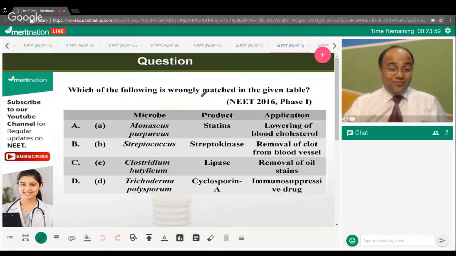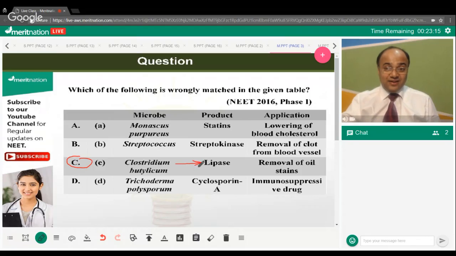That was pretty easy. Which of the following is wrongly matched in the given table? Can any one of you guess this for me? Which out of the four has been wrongly matched? Let's make it quick. Okay, Sisher, Akanksha, Sandhya, Sanjana, Rashi, the option which is wrongly matched in this case is definitely option C. Clostridium botulinum does not lead to the production of lipase. So this is the wrong matching.